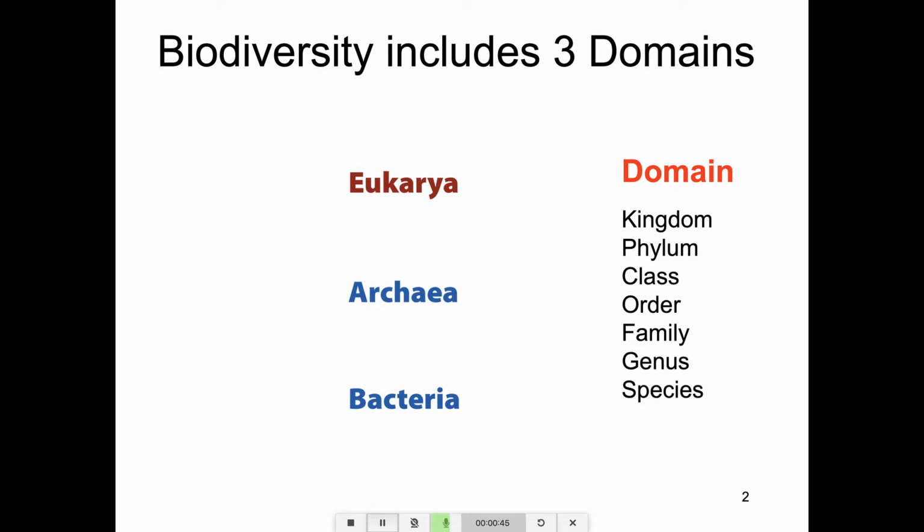So there's three major domains that comprise Earth's biodiversity. And remember, when we talk about a domain, what we're talking about up in the right in red there is the group above a kingdom. So these are the largest sort of taxonomic groups. And those are the Eukarya, the Archaea, and the Bacteria. And the Archaea and Bacteria together constitute the Prokarya, or the prokaryotes.